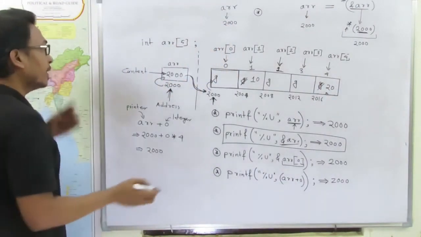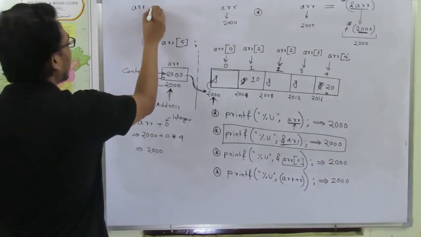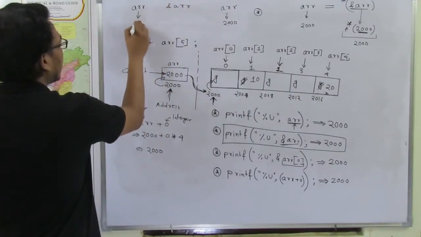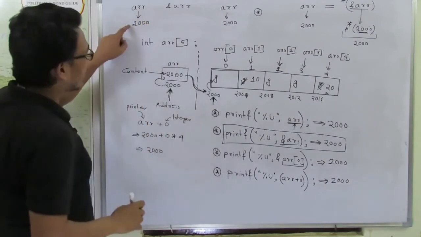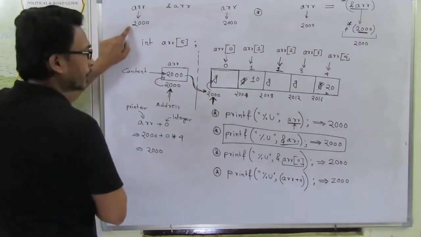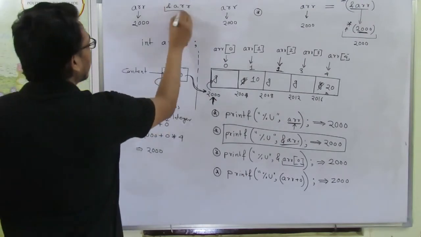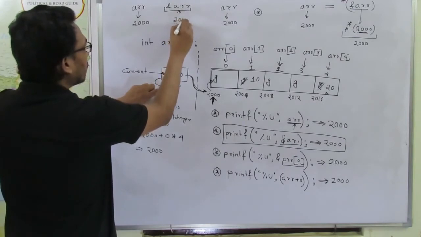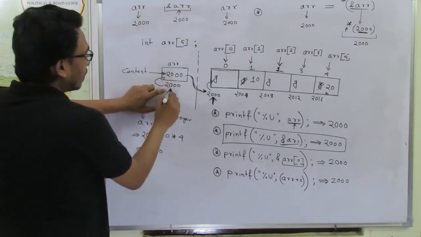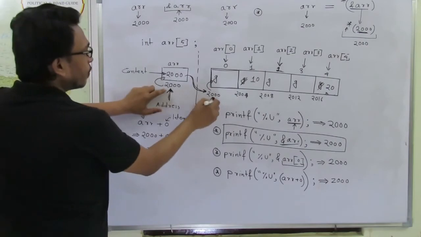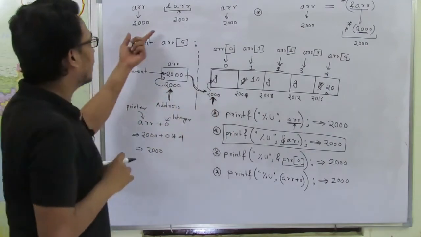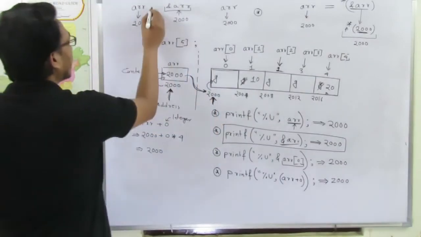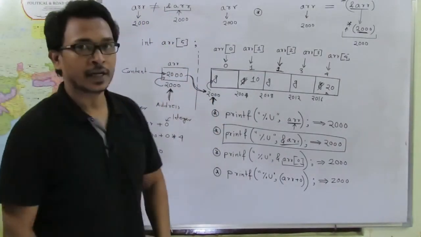Clear? But in case of ARR, we are getting 2000. Now this address is this one. We already discussed this thing. Now this address of ARR will give us this particular address, 2000. Now this one is this one and this one is this one. Are both the same? No, both are not the same. Even though the result is the same, they are still different. So in this case they are not equivalent. Clear?